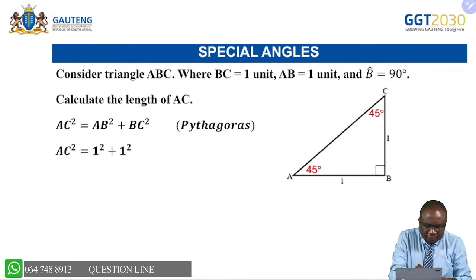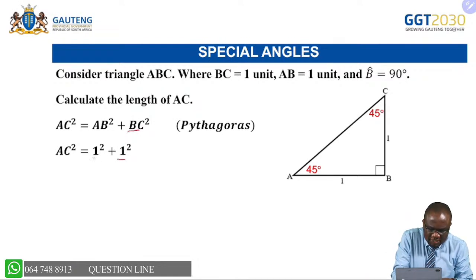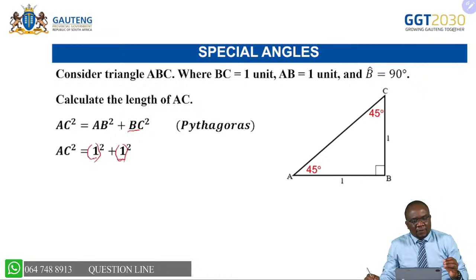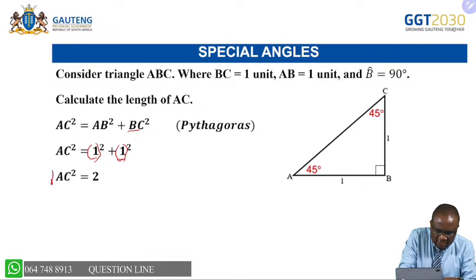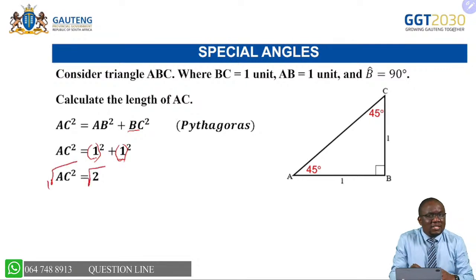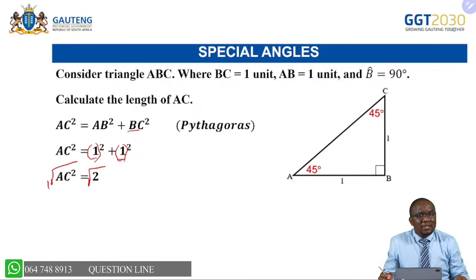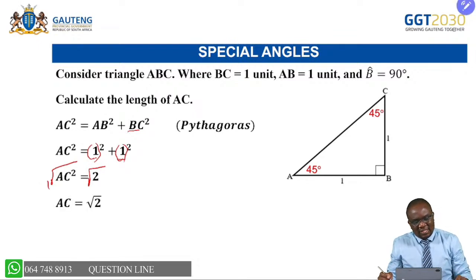AB is 1 squared. We substituted here. What we substitute we usually put in brackets. So AB, we put 1. BC, we put 1. So what is 1 plus 1? That's 2. And then what do we do to get AC? What's the inverse of squaring? We talked about this. The inverse of squaring is square rooting. So we square root both sides. The square root and the square cancel each other out. We remain with AC is the square root of 2.